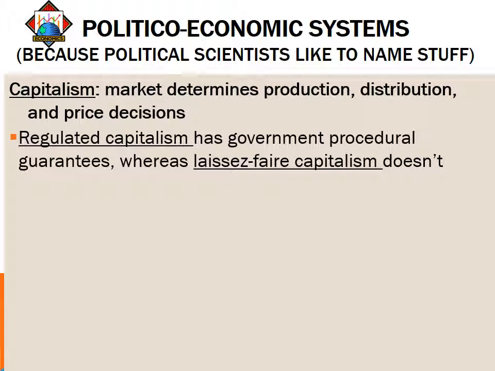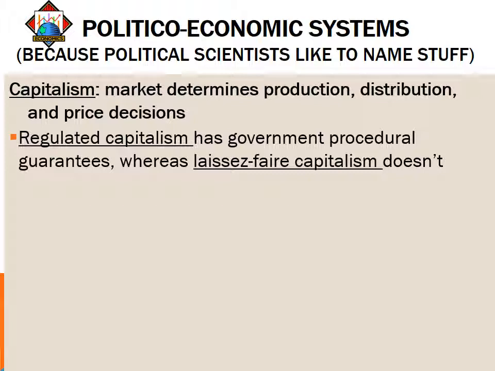Capitalism is an example of a political economic system. It's when the market determines the production, distribution, and price decisions. And so we can think a lot about what we just talked about in terms of the four types of economies. In this instance, we have two different types of capitalism that I want you to be aware of.